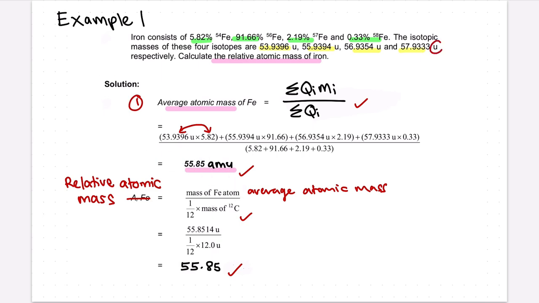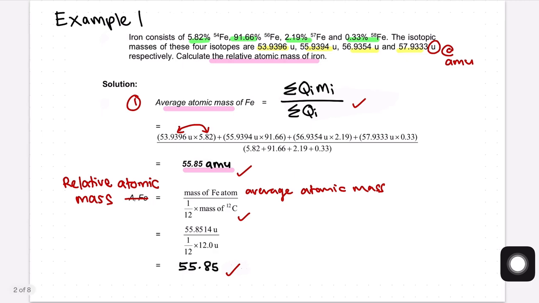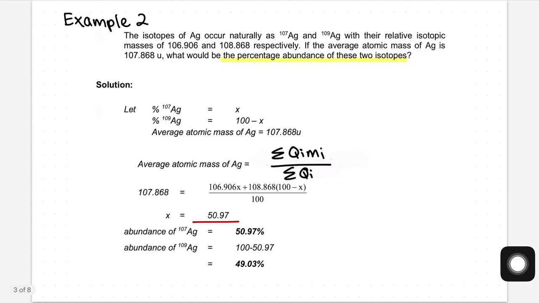Please take note here, there is unit u given, and this is the same as AMU. So once we have completed finding the average atomic mass, we have to now convert it to a relative atomic mass, which has the same value but no unit. So how do we do it? We take the average atomic mass divided by 1/12 of mass of carbon-12, and then there you have it. Okay, so this is one type of question. Let's move on to the next.